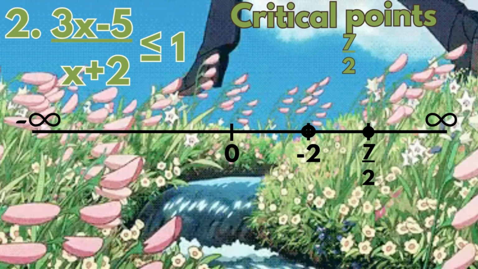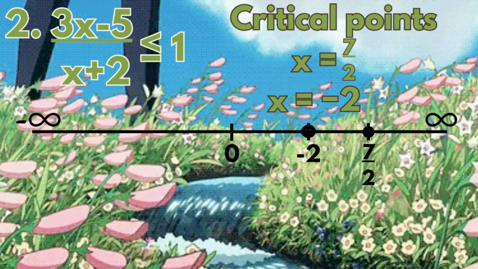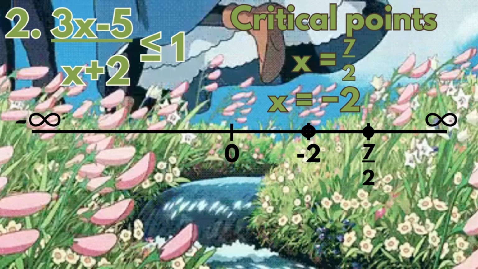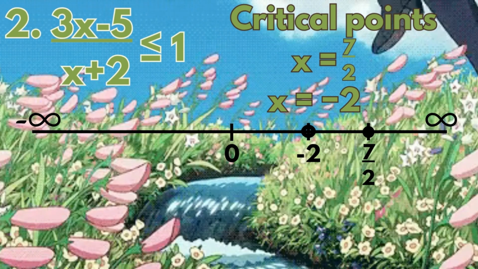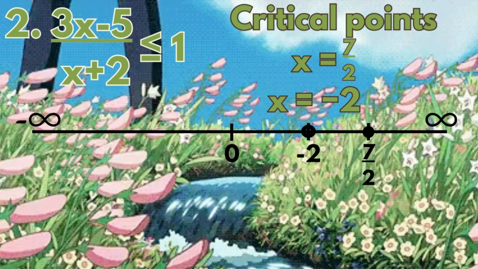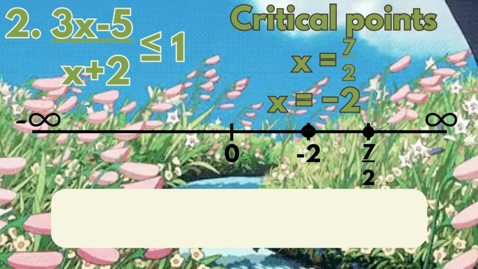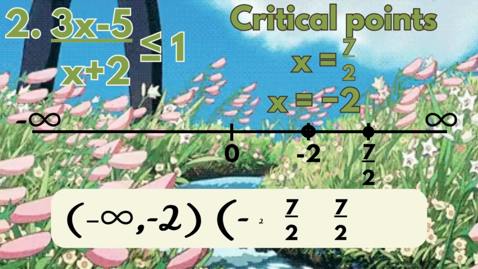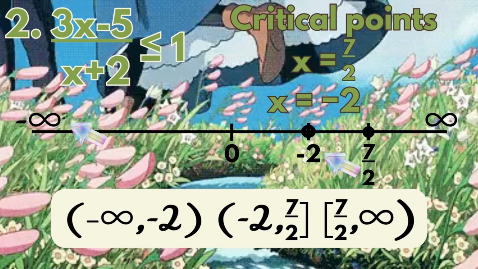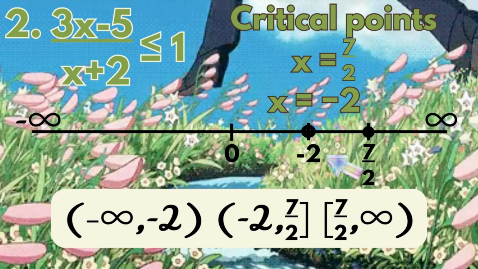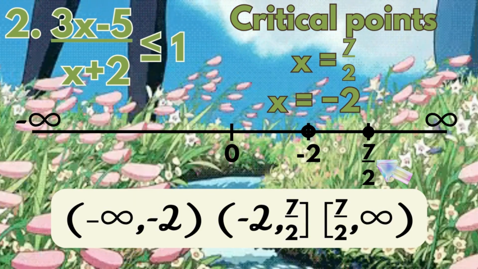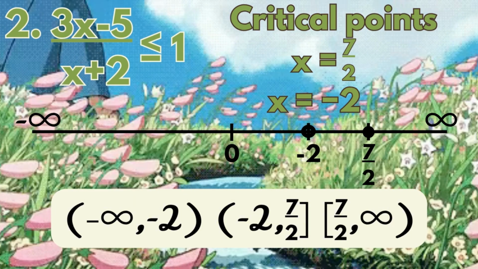Since our inequality symbol is less than or equal to, our numerator 7 over 2 will be inclusive and the denominator negative 2 will be exclusive. The interval notation is negative infinity and negative 2, negative 2 and 7 over 2, 7 over 2 and infinity.